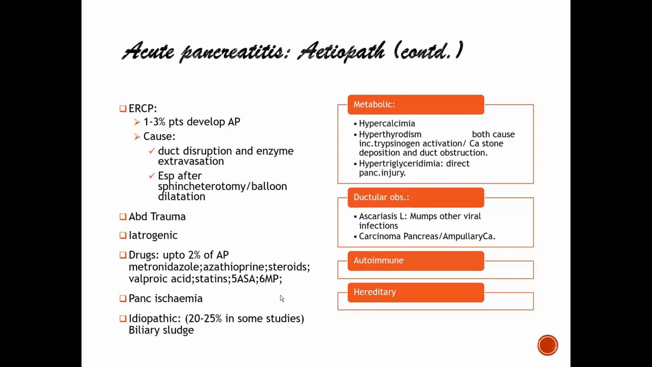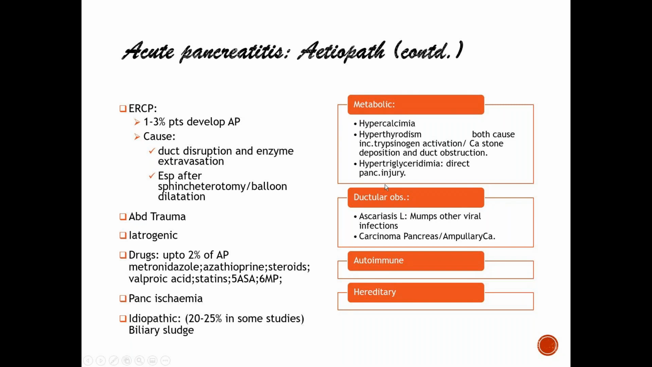Idiopathic causes are a major cause in almost 20-25% of patients in some studies. It has been thought that these patients probably have biliary sludge, still not proven. The other important causes are metabolic: increased calcium level and hyperthyroidism. In both cases, there is increased trypsinogen activation, calcium stone deposition, and duct obstruction. In addition, with increased triglyceride level, there's direct pancreatic injury.